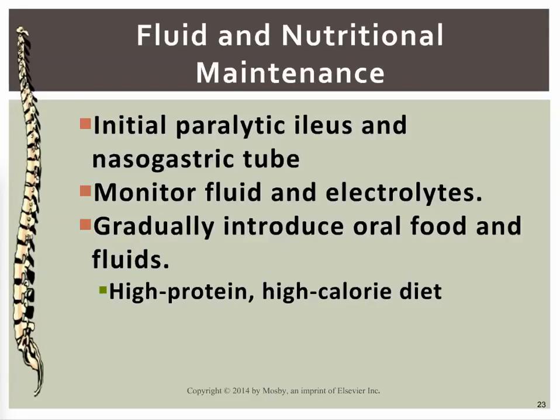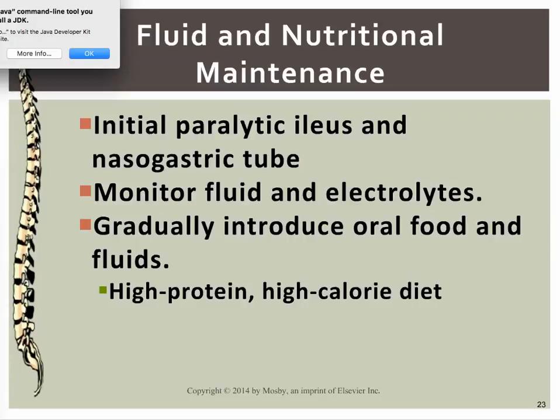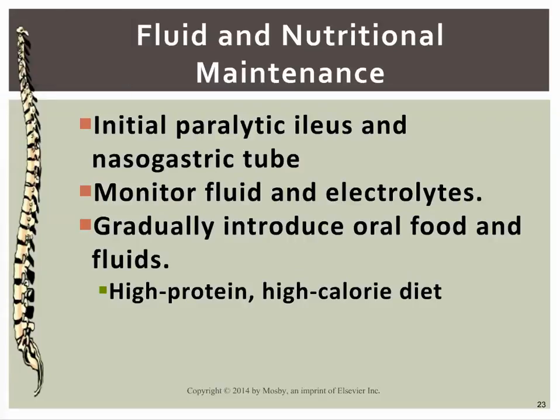During the first 48 to 72 hours after the injury, the GI tract may stop functioning, called paralytic ileus, and the nasogastric tube must be inserted. Because the patient can't have oral intake, monitor carefully fluid and electrolyte status. Specific solutions and additives are ordered based on individual requirements. Once bowel sounds are present or flatus is passed, oral foods and fluids can gradually be introduced.